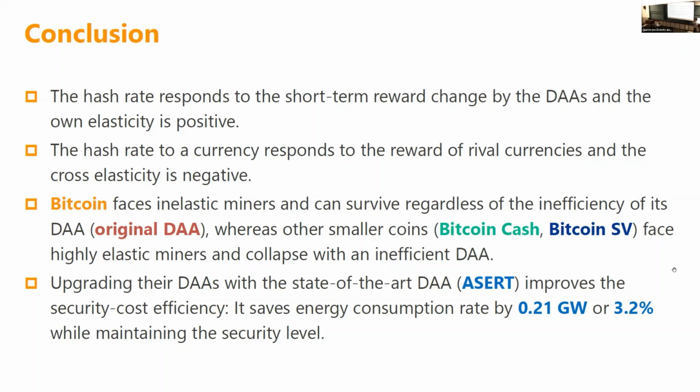Okay? And while Bitcoin can keep its current original DAA, there's no guarantee that Bitcoin's hash supply elasticity remains low even in the future. And in addition to that, by upgrading to ASERT, we can improve the stability of Bitcoin slightly. So basically, we suggest integrating ASERT into these currencies. And by upgrading the DAAs with a state-of-the-art DAA, it improves the security cost efficiency. And according to our counterfactual simulations, it saves energy consumption by 0.2 gigawatts, or 3.2%, while maintaining the security level. Okay, so this is everything I prepared. Thank you very much.